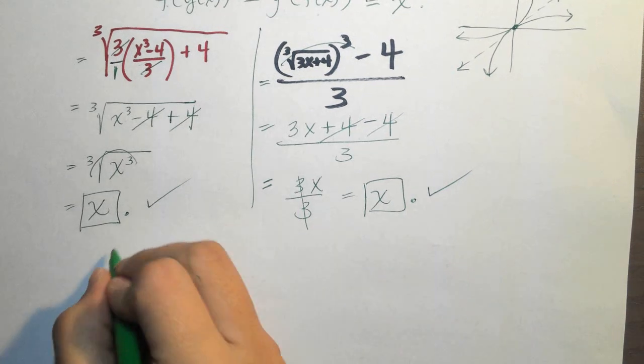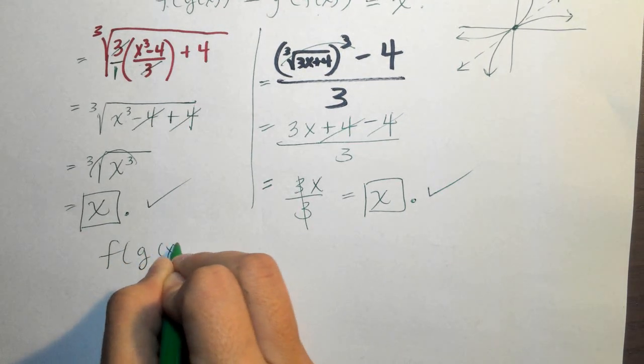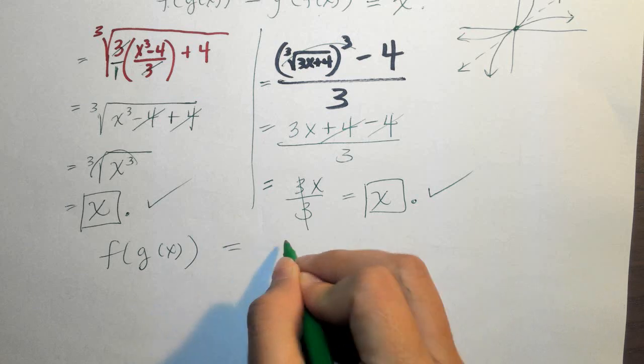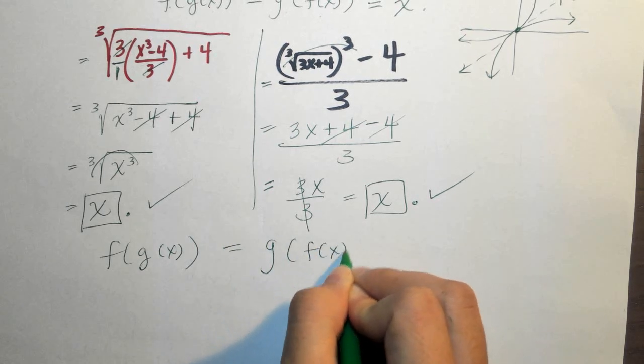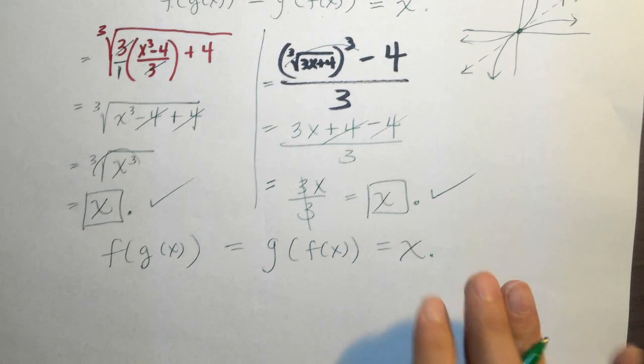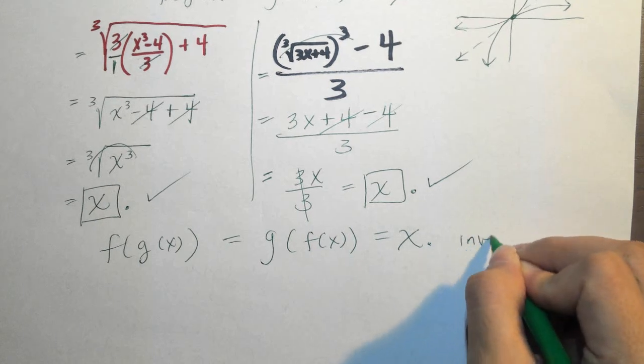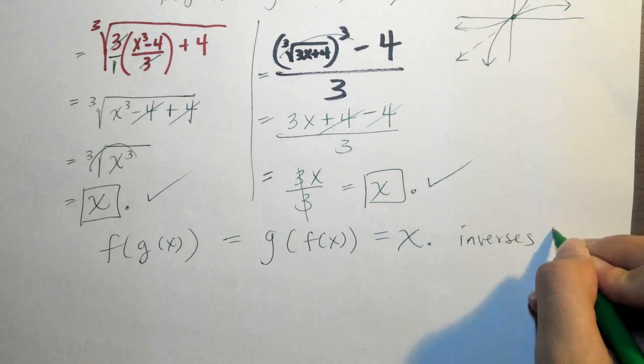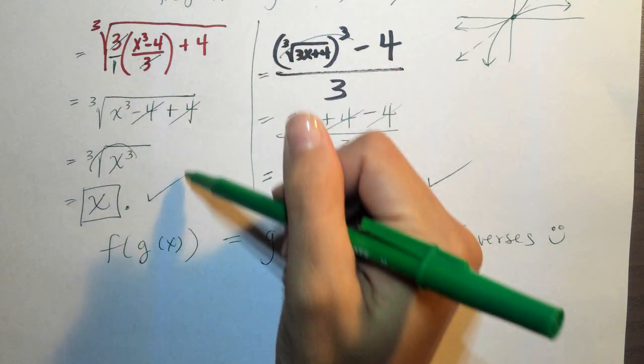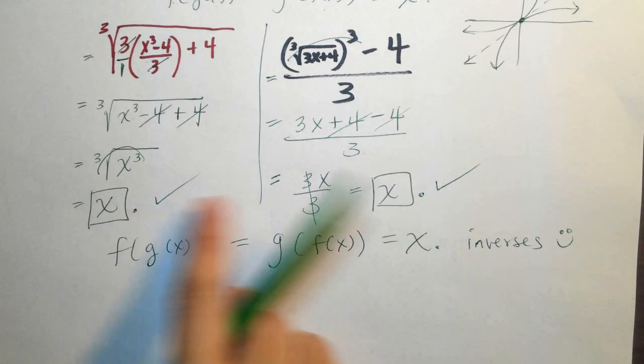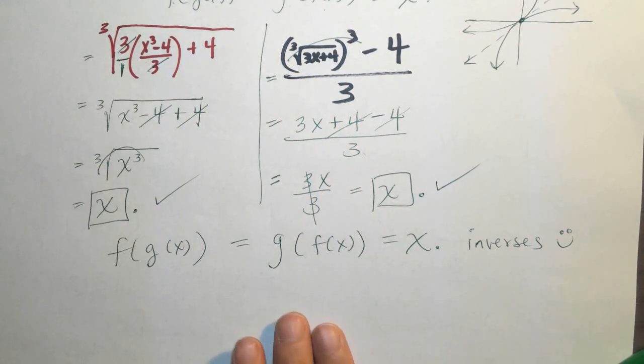So we proved that f of g of x is x, and we also proved that g of f of x equals x, and so they both equal x, they are inverses. And again, your work is your proof, guys. It's not just this, it's the whole thing. That is the answer.